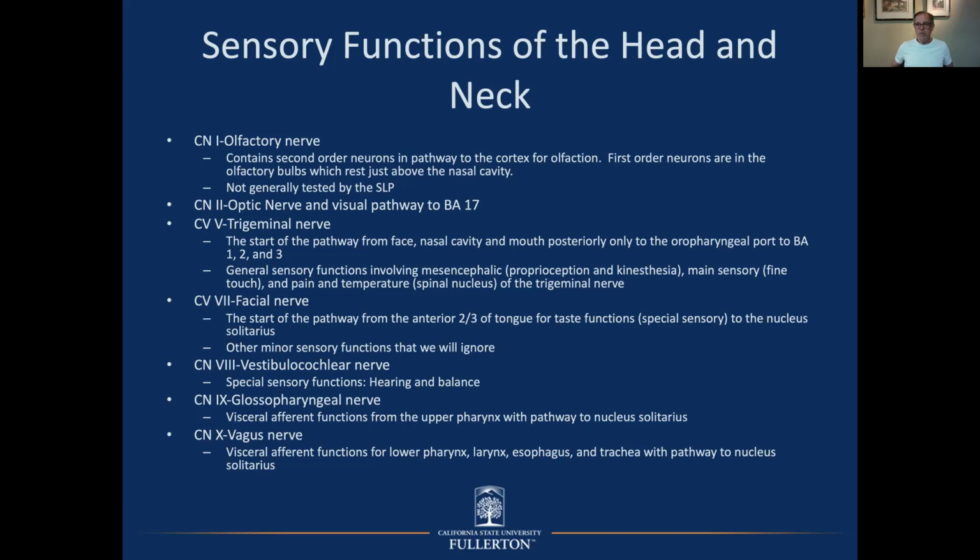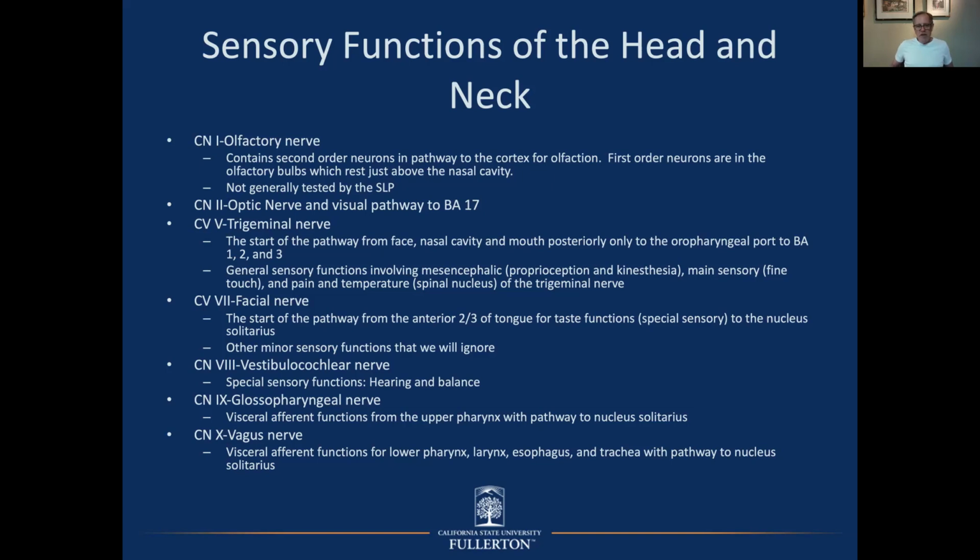Fine touch information is projected back to the main sensory nucleus of the trigeminal nerve. And pain and temperature information is projected to the spinal nucleus of the trigeminal nerve. And we'll look at all of those in a fair amount of detail.